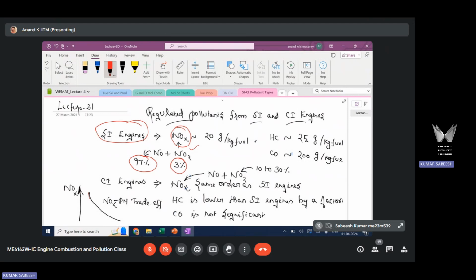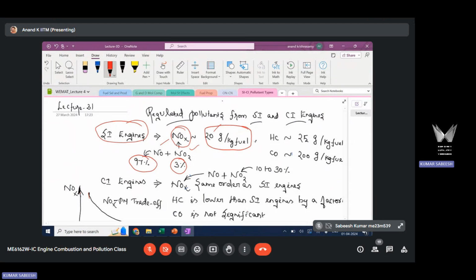Later on, when we discuss the mechanism of pollutant formation, I will discuss why NO2 levels are low and NO levels are high in an SI engine. These are the typical numbers. The NOx concentration, primarily NO, will be around 20 grams per kg of fuel burnt in the SI engine. Okay, this unit is gram per kg of fuel burnt. 20 grams of NOx is emitted from the spark ignited engine for every kg of fuel that is burned.